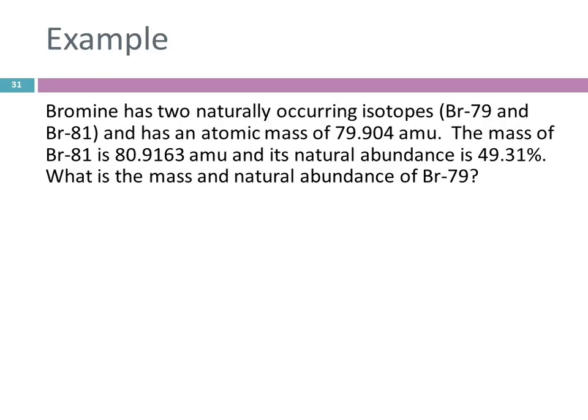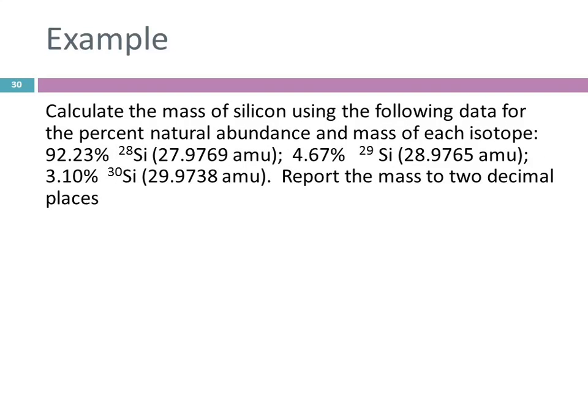Bromine has 2 naturally occurring isotopes, bromine 79 and bromine 81, and has an atomic mass of 79.904. The mass of bromine 81 is 80.9163. Its natural abundance is 49.31%. What's the mass and natural abundance of Br 79? Okay, scratch that because that's more advanced than I wanted to do first. Sorry about that. Let's do this one.